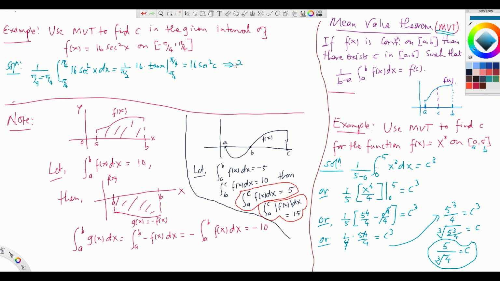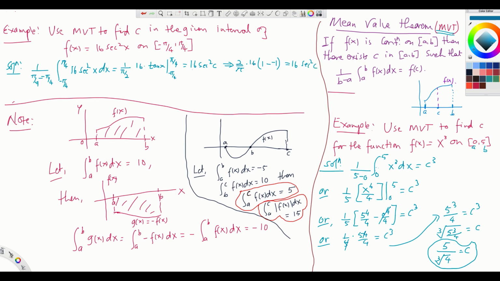This implies 2 over pi times this 16, and now plug in pi over 4. What is tangent pi over 4? Tangent pi over 4 is 1, right? And then minus tangent negative pi over 4 will be negative 1, right? So this is what you get.